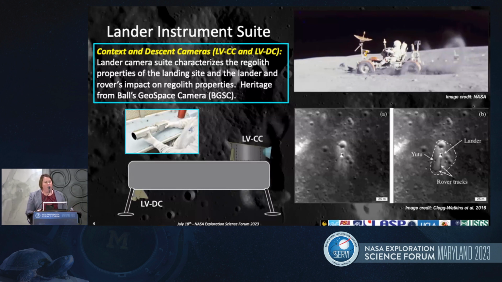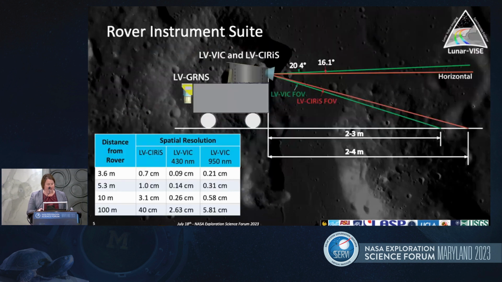And so we'll be using both of these cameras to really characterize the geologic landing site, but then also look at any plume interactions. And so between both of those cameras, we should get an understanding of both the in situ regolith behavior and then also how that regolith is altered from the lander and the rover. On our rover, we have two main instruments, or three main instruments.